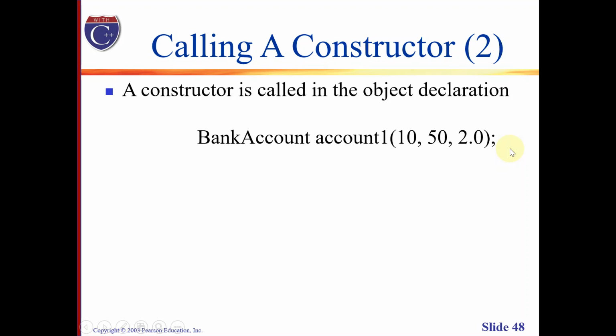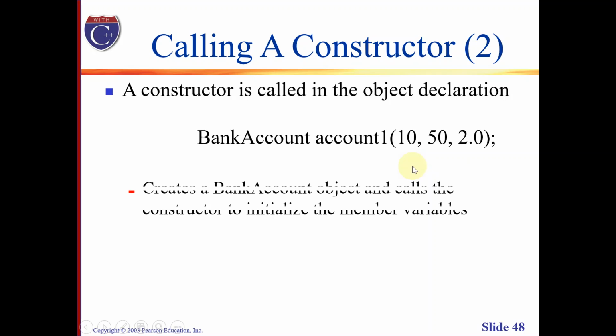As we have mentioned a while ago, a constructor is automatically called whenever we declare an instance of a class, such as this one. We declared an instance of bank account, an object named account1, and of course, using the constructor function, we initialize its member variables with the following values. As a result, this creates a bank account object and calls the constructor to initialize the member variables.